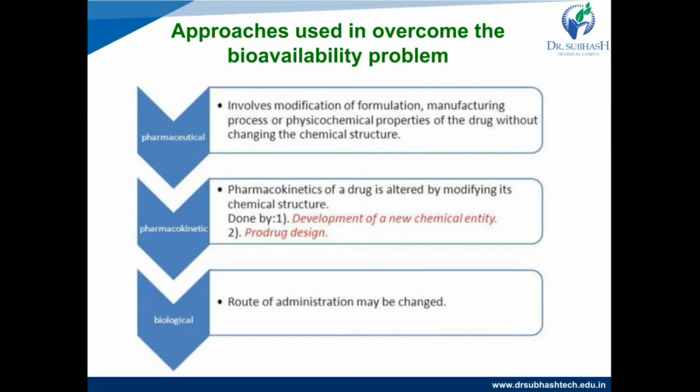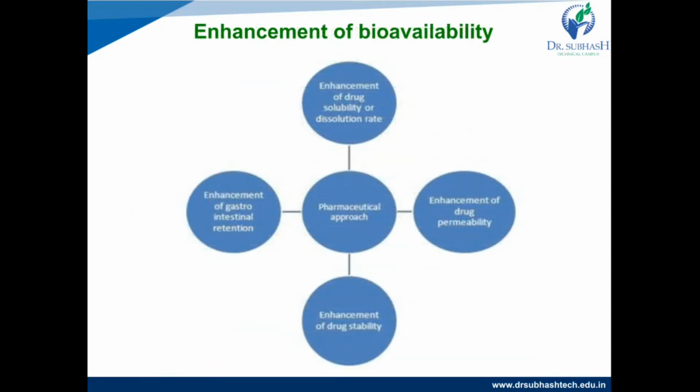We alter the chemical structures and we can solve those problems. For example, we can add a functional group which is more soluble in aqueous fluid, or we can go for prodrug type designs. The third one is the biological part. The main thing is that we can change the route of administration, and so solve the bioavailability problems.